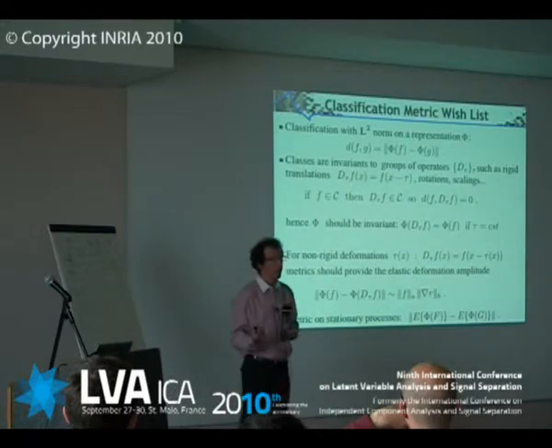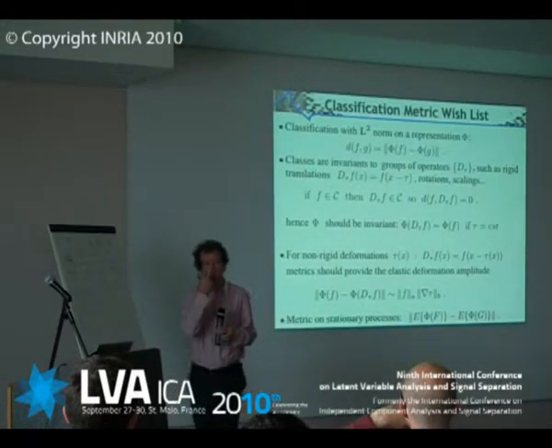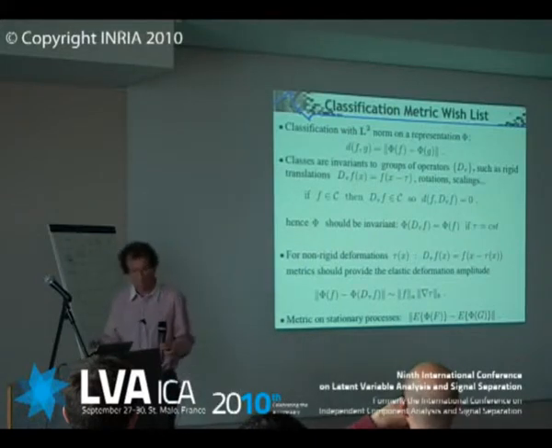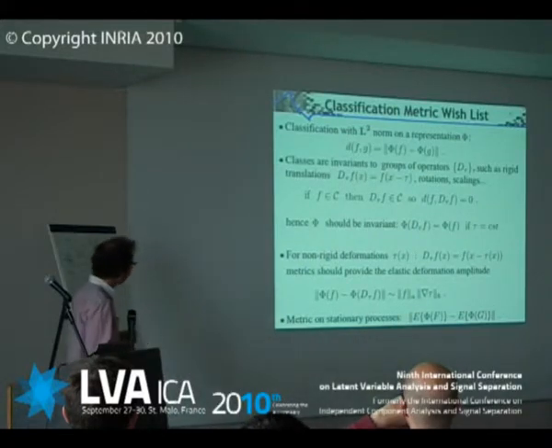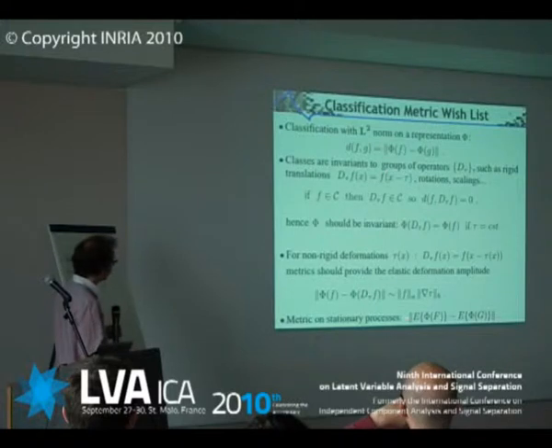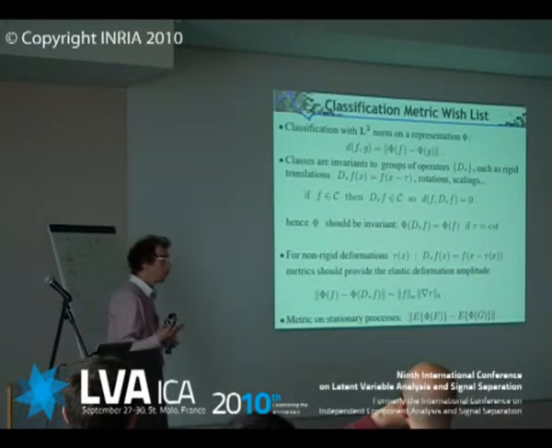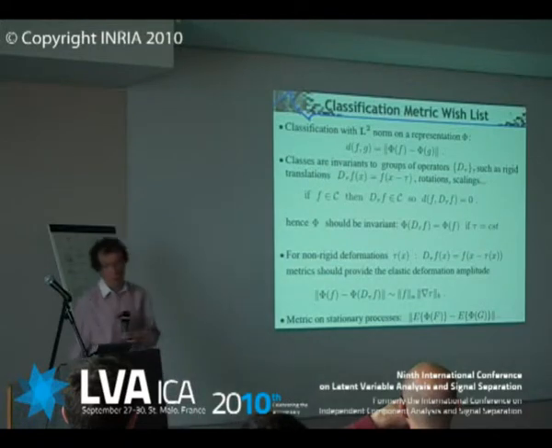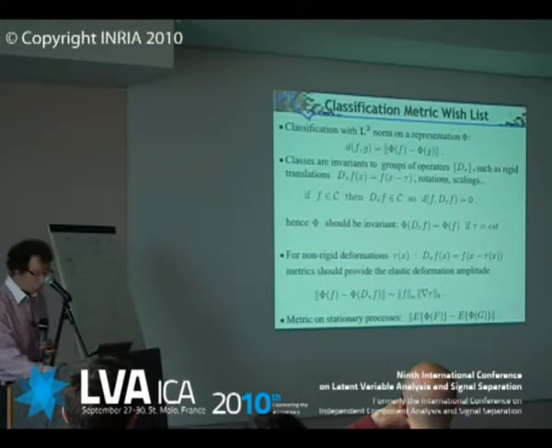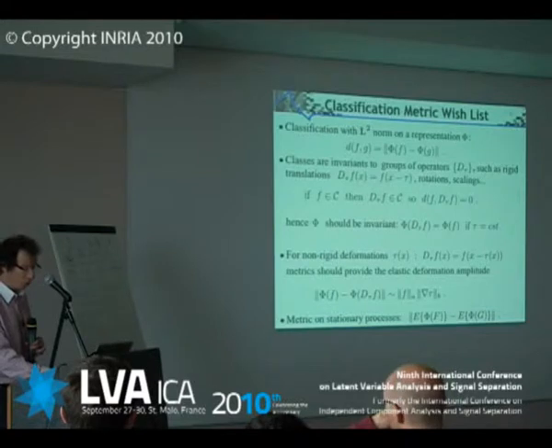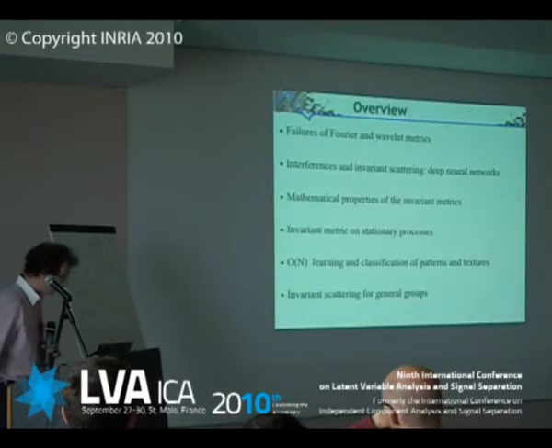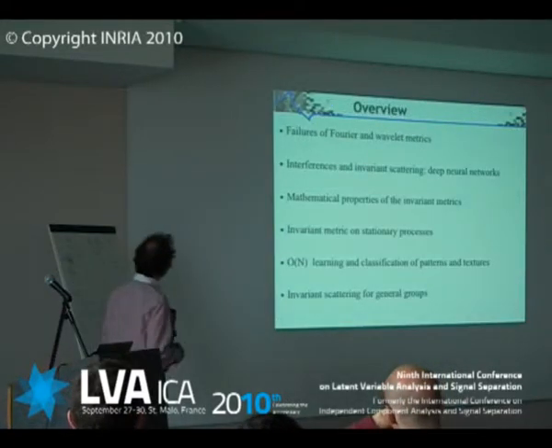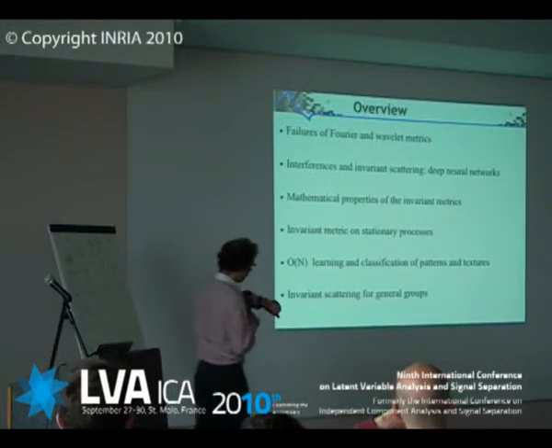Third thing, I'd like to be able to deal with processes, okay? Be able to compare stationary processes. So if I have such a distance, I can look at the expected value. I'd like, out of that, to define a metric over processes, stationary processes, to be able to attack the issue of textures. Okay, so this will be basically the program.